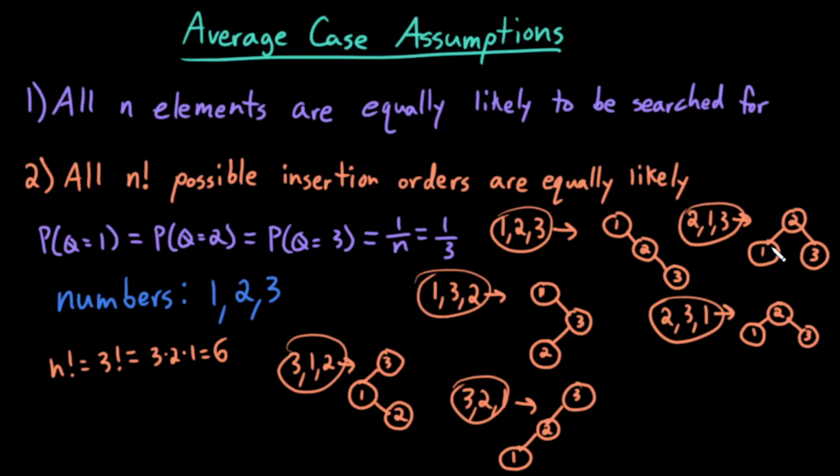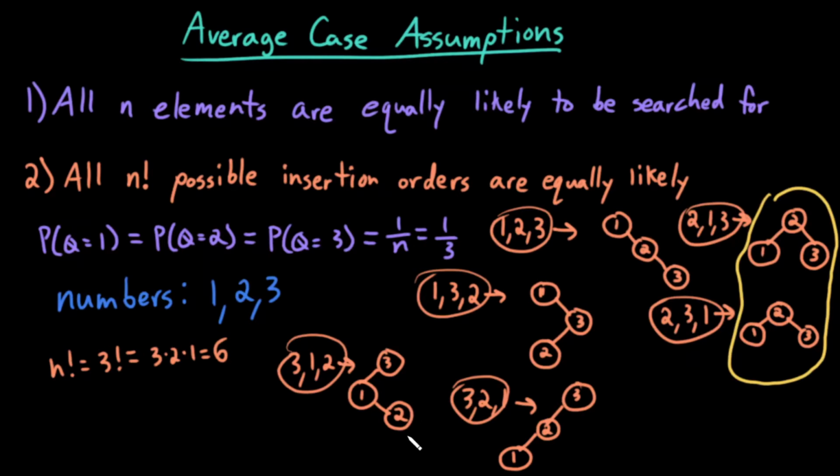On the contrary, we see that these two different insertion orders gave me the exact same tree. When I insert 2, then 1, then 3, versus when I insert 2, then 3, then 1, I get the exact same tree. I'm not saying all trees are equally likely. I'm saying all insertion orders are equally likely.